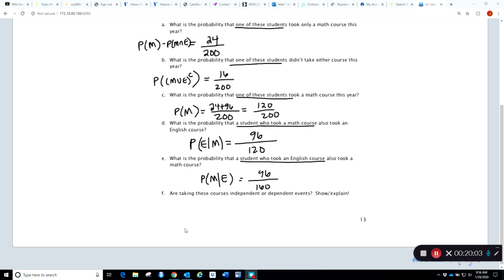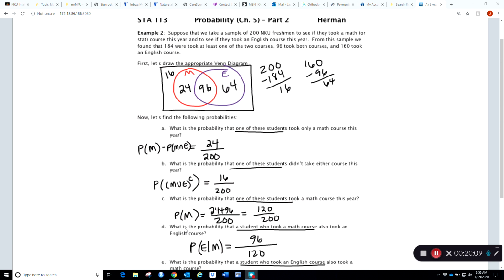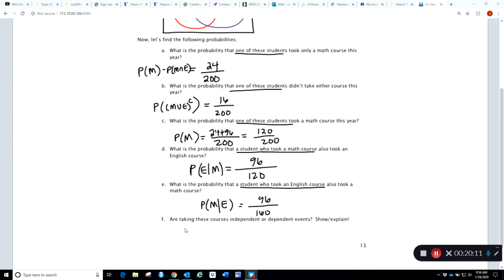All right, finally, we're checking to see if taking these courses are independent or dependent events, and we're going to show and explain. So again, we're going to use one of those rules. Just as before, I'm going to use the same rule of checking to see is my conditional probability the same thing as the one that I already know. So again, notice that these are the letters that match that we're checking. Again, I chose these because I've already done these calculations.